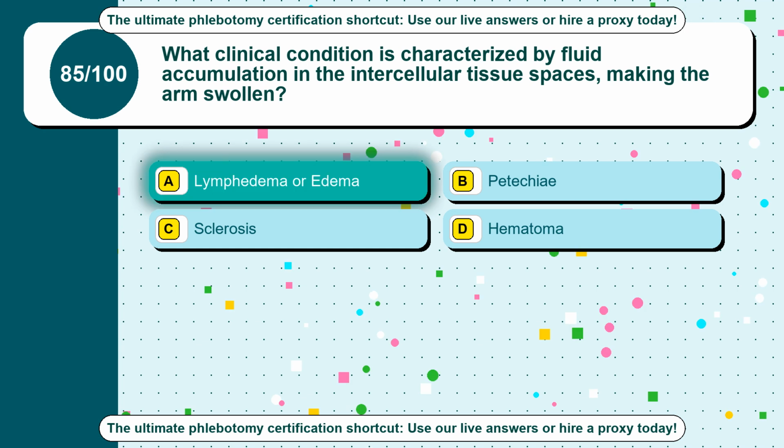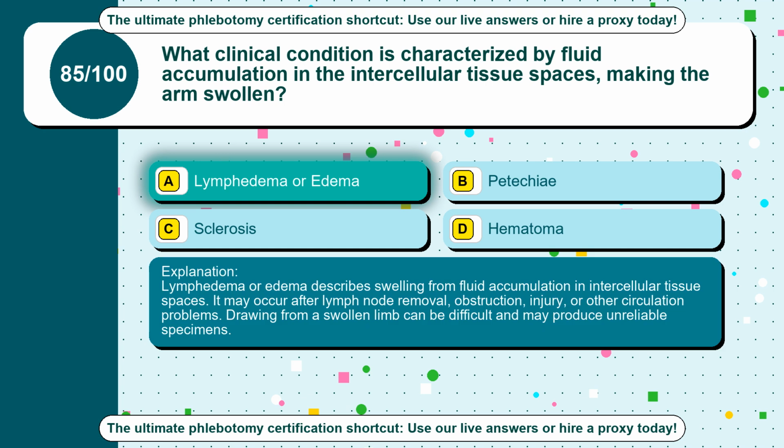The correct answer is option A. Lymphedema or edema describes swelling from fluid accumulation in intercellular tissue spaces. It may occur after lymph node removal, obstruction, injury, or other circulation problems. Drawing from a swollen limb can be difficult and may produce unreliable specimens.